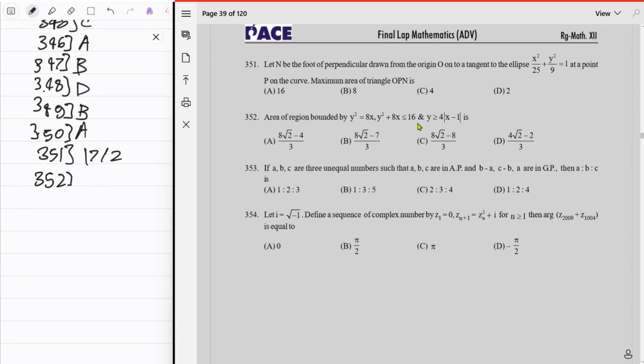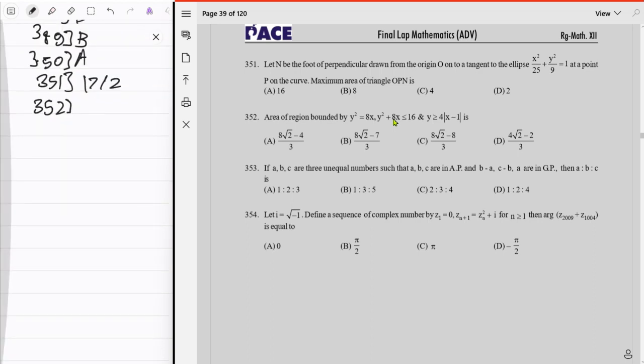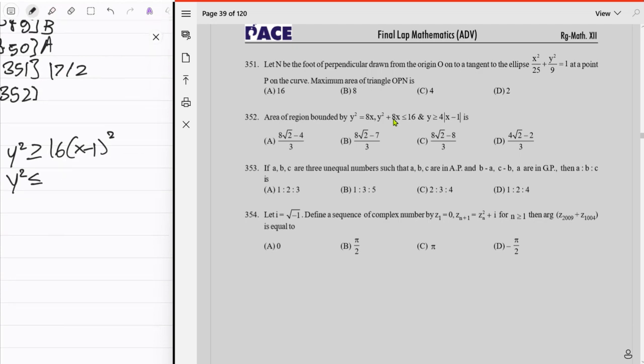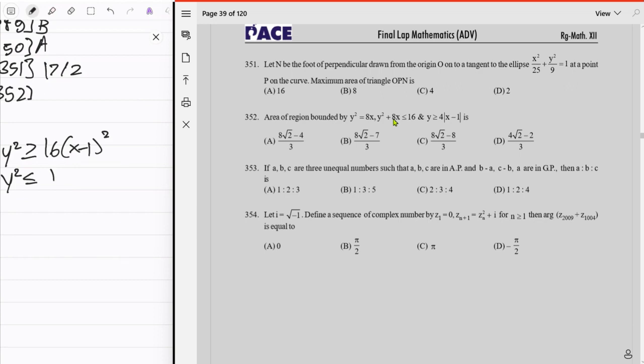Area of the region bounded by this. Okay, y squared equal to 8x and y squared plus 8x less than or equal to 16, and y bigger than or equal to 4 mod of x minus 1. Well, this thing is the same thing as y squared bigger than or equal to 16 times (x minus 1) square, right? Because mod square कर दो. Yes, that's correct. And also just have y square less than or equal to 16 minus 8x in one case.